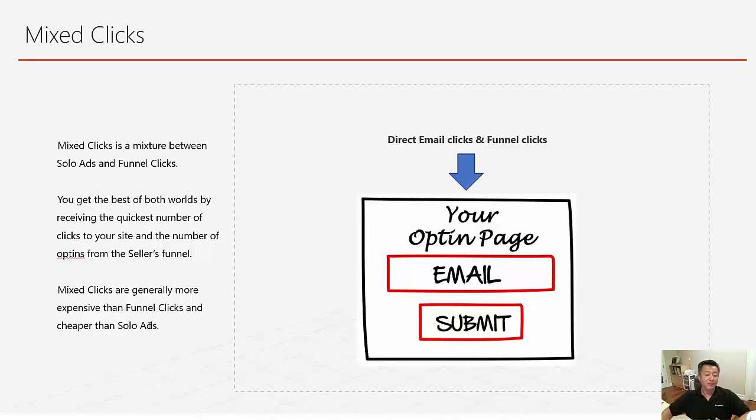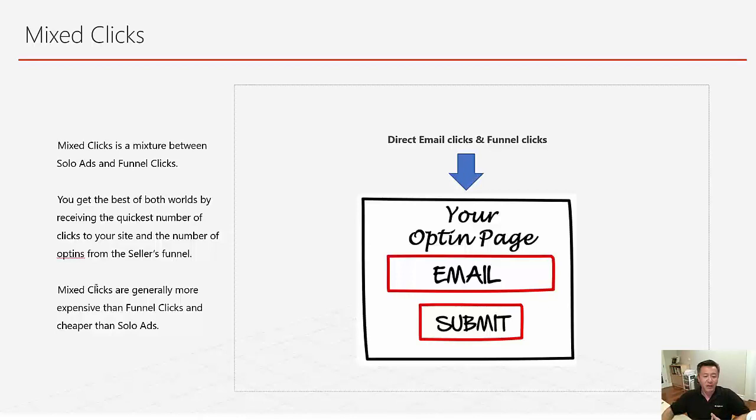The only thing about mixed clicks is they're generally more expensive than funnel clicks, but they are cheaper than solo ads. So they're kind of in the middle. And I've actually had a good run of success with mixed clicks. I think it works just fine, right? Just having that combination to balance.